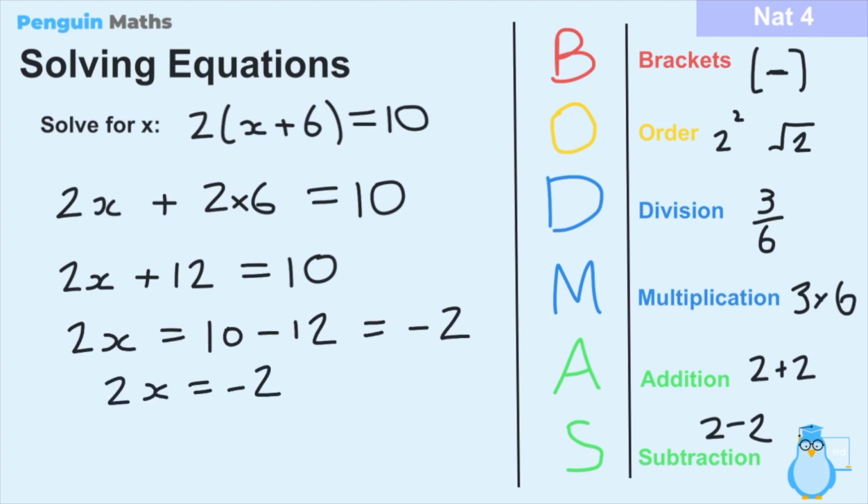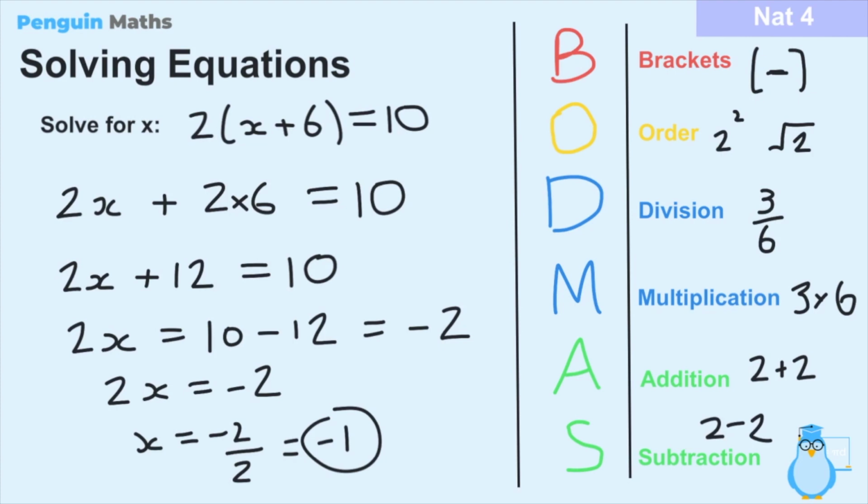So that means that 2x is minus 2, and then what we want to do now is bring this 2 over to the other side, and it's being multiplied on the left. So what does that mean? It means divided by on the right, so the 2 moves across and comes down here, and if we divide minus 2 by 2, we get an answer of minus 1.